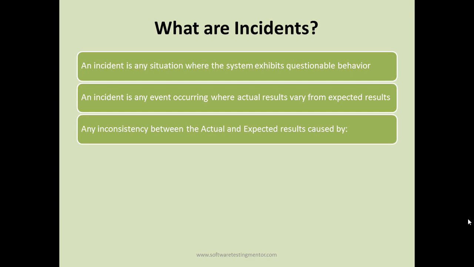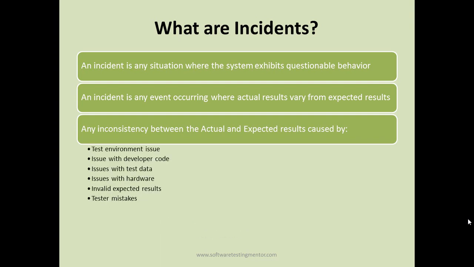And any inconsistency between the actual and expected results can be caused by a test environment issue, an issue with developer code, an issue with test data, an issue with the hardware, or invalid expected results or tester mistakes. So these are the scenarios in which inconsistency may occur between actual and expected results.